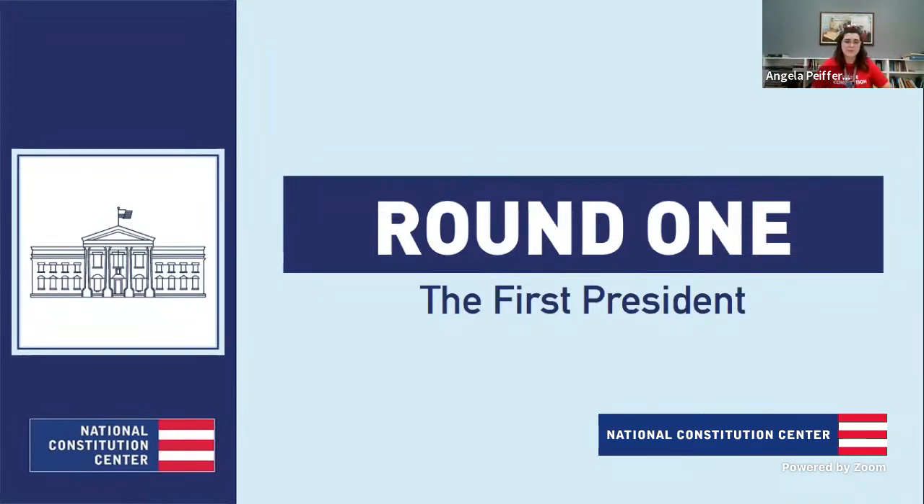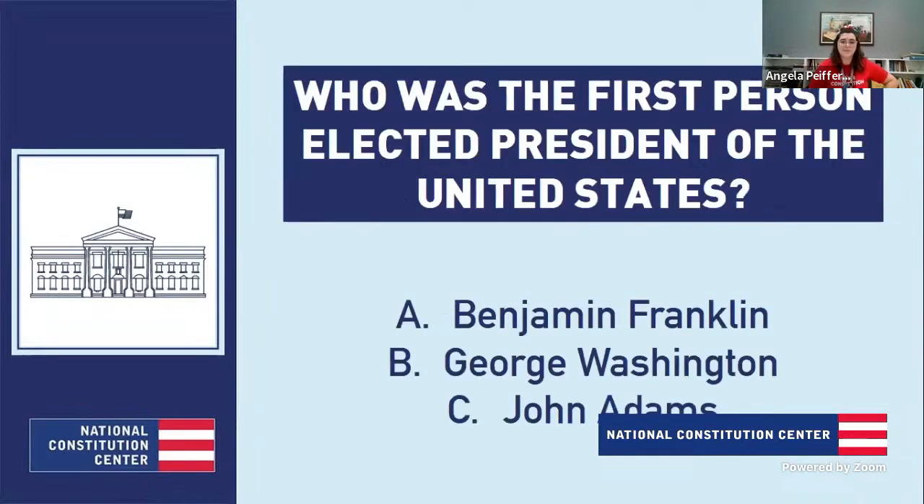First question, first round. Let's get right into it. Who was the first person elected president of the United States? Feel free to drop your answers in the chat when you think you have it, and we can lock it in by putting it in the chat. Our options here today are A, Benjamin Franklin, B, George Washington, and C, John Adams. Give it just a couple seconds for everybody to lock in their answers.